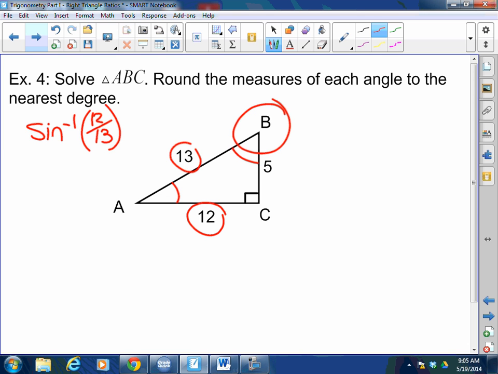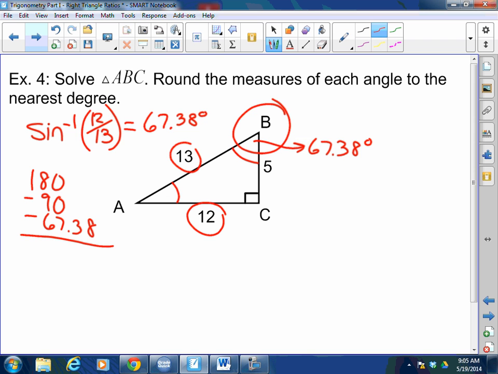Can you please give me that answer, my brothers? Inverse sine of 12/13. 67.38. Awesome. That's angle B, guys. Now, how many degrees are in a triangle? Do me a favor and go 180 minus the 90 minus the 67.38 you just found. What is angle A then? 22.62. Very good. You just know now how to solve a right triangle.